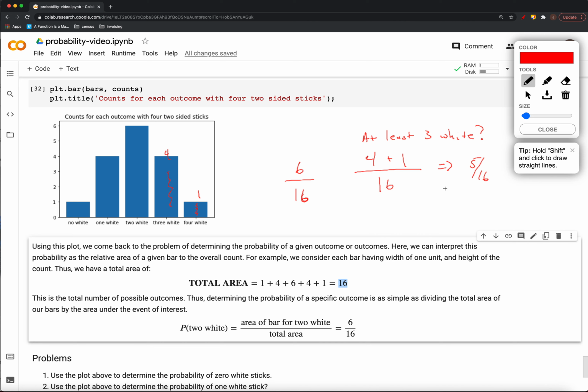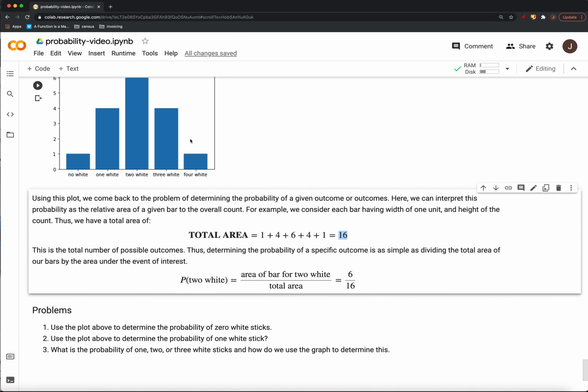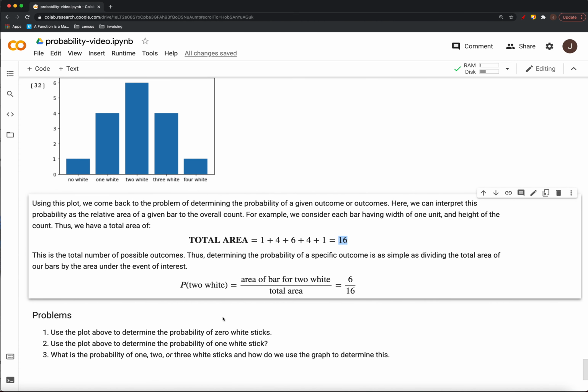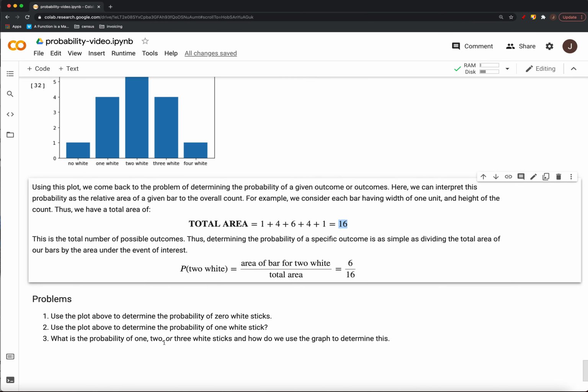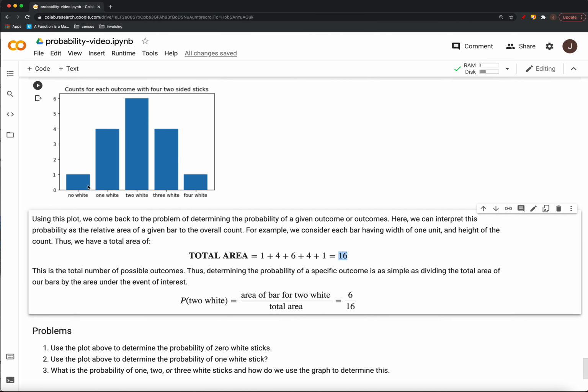Okay, so that's where we're going to continue to explore: how can we use area to tell us something about, in this case, probability, and we'll see some other examples as well. But for now, I just want you to use this plot to try and answer these couple of questions. What is the probability of getting 0 white sticks? How does that connect to the plot? 1 white stick, and then 1, 2, or 3 white sticks. And again, what does that mean from the graph?